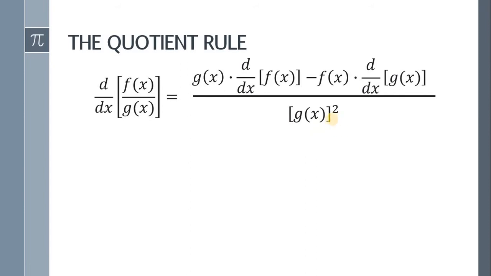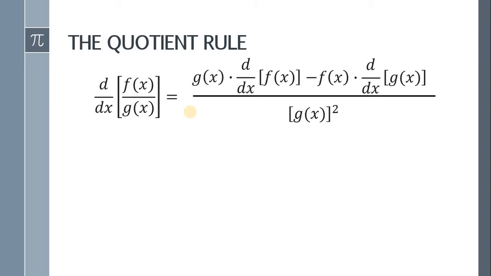Medyo mahaba siya compare sa product rule. Pero meron naman tayo ditong way para mas matandaan natin siya ng mas madali. Now, ang kailangan natin tandaan, yung f of x o yung nasa numerator, ito ay yung high function. And yung g of x, yung nasa denominator, ang tawag natin dito is low function.